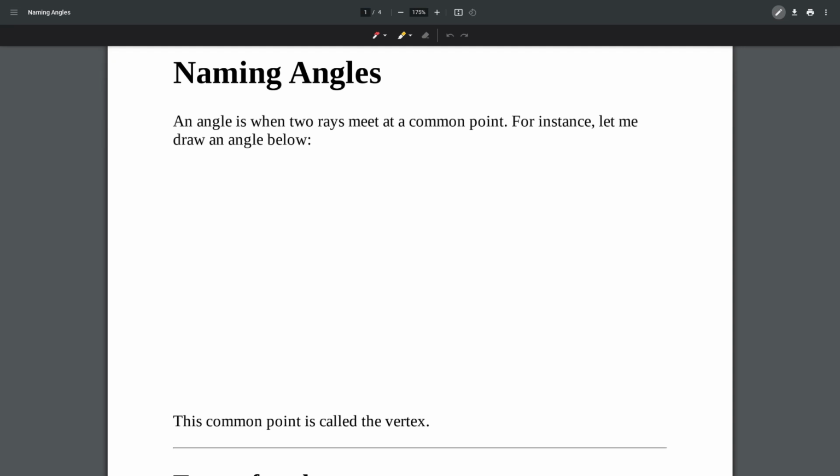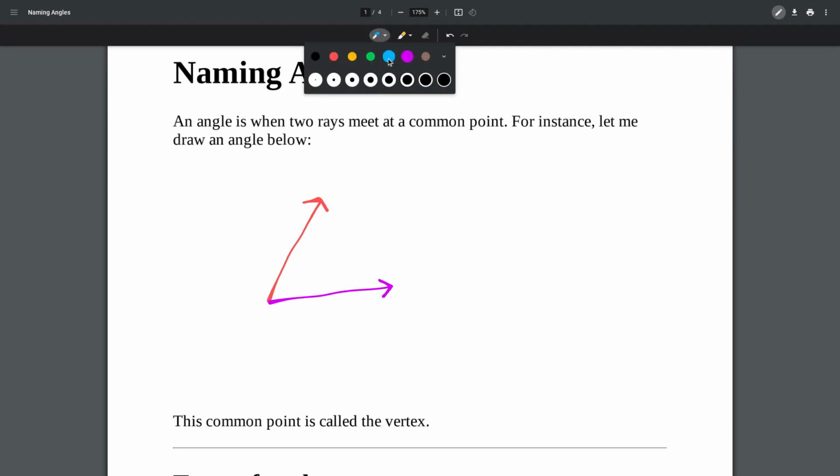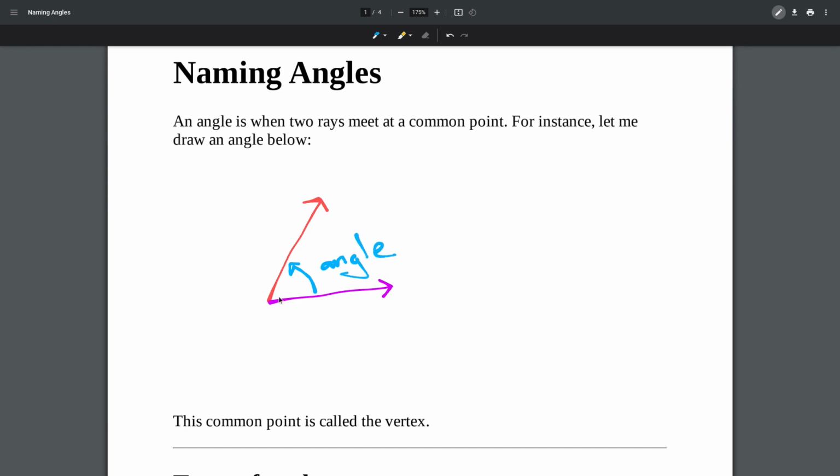In this video, I want to talk about naming angles. So let's first define an angle. An angle is when two rays meet at a common point. So if I have a ray here, and then let's say I have another ray in another color, say here, what they do is they form this angle. This is the angle here. And the point where they meet, that's called the vertex. So this point here is called your vertex. Okay, so that's what we're talking about when we're talking about angles.